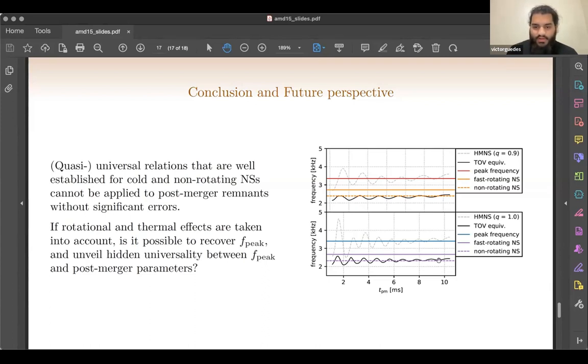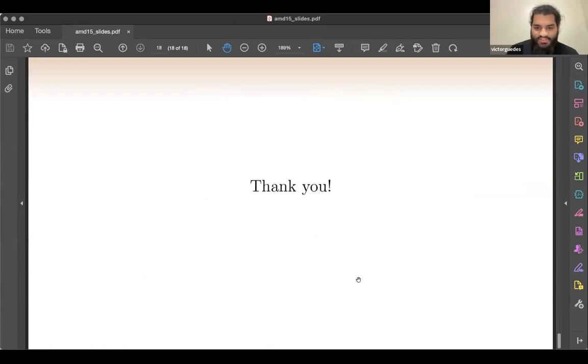So I'm showing an example here of how we could do that in a rough way. We have here the quasi-periodic oscillation for the hypermassive neutron star and the corresponding TOV equivalent frequency. If we start from the non-rotating frequency and add fast rotation, we get closer to the peak frequency. So what would happen if we add thermal effects contributions, if we add differential rotation contributions, would we get closer? And what happens if we consider other equations of state, other simulations? We don't have that available yet, and that's our future perspective. With that, I finish, and since this is a work in progress, I would appreciate any questions. Thank you so much. Thank you very much.